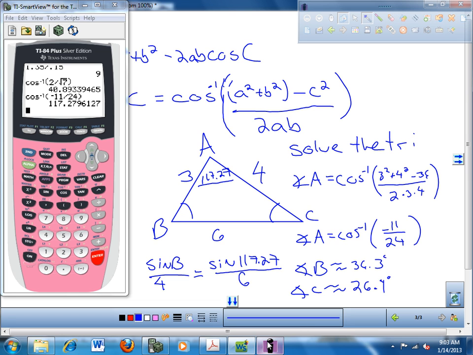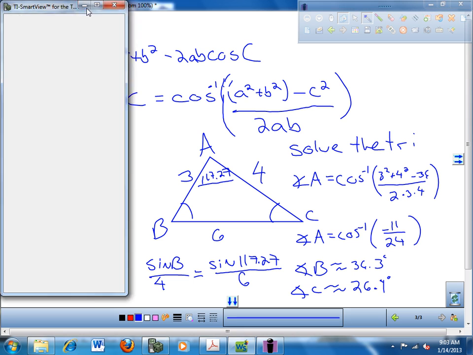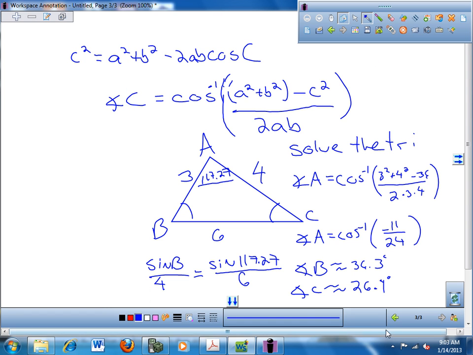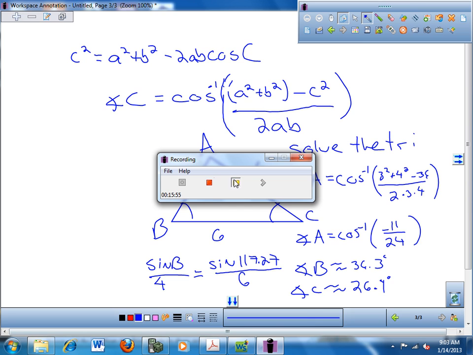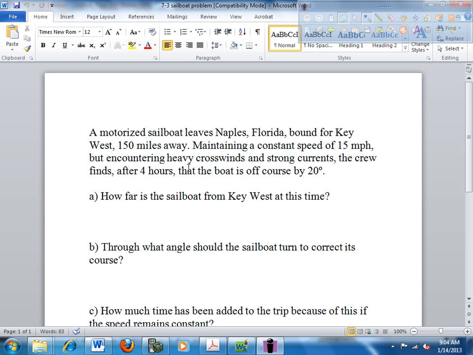Okay? Questions about law of cosines? Law of cosines is kind of easy. It's just doing the algebra. A lot of people make mistakes with that. Okay? Now we have a navigational problem. You ready for a navigational problem? Sure you are. Okay? So here we have a navigational problem.